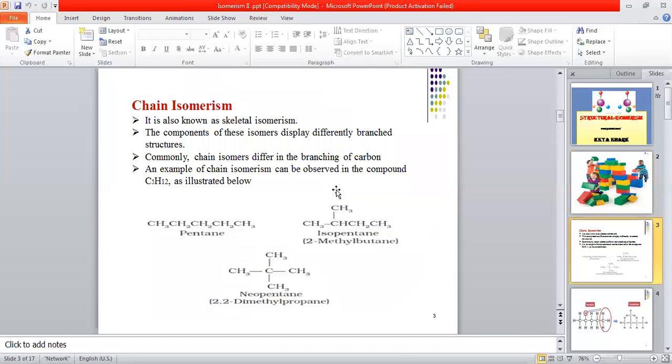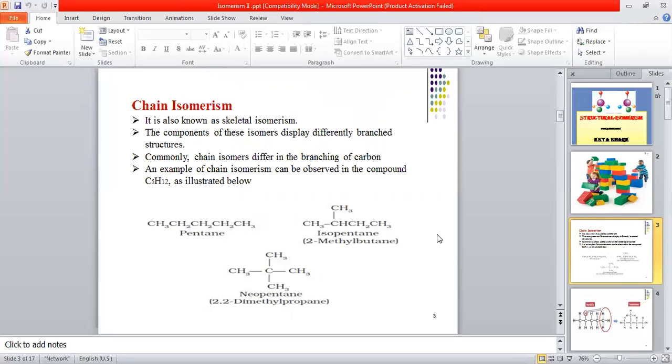Now come to the classification. The first one is chain isomerism. So what is chain isomerism? Chain isomerism is made up of two or more carbon compounds with the same molecular formula but different atomic arrangement or branches. Imagine removing one carbon compound and its attachment from a chain and attaching them to another carbon within the chain. We can also consider chain isomerism as skeletal isomerism.